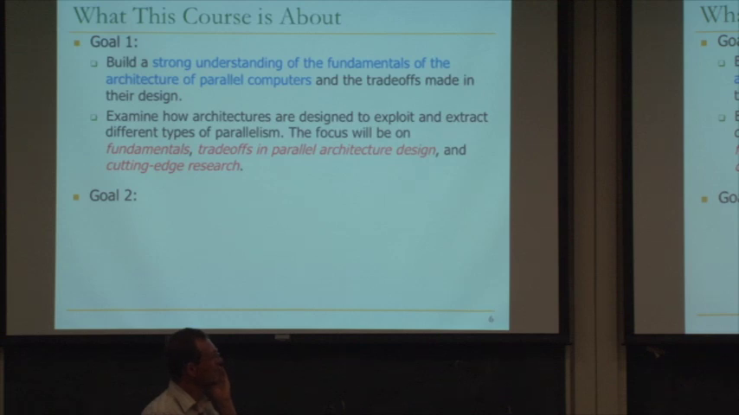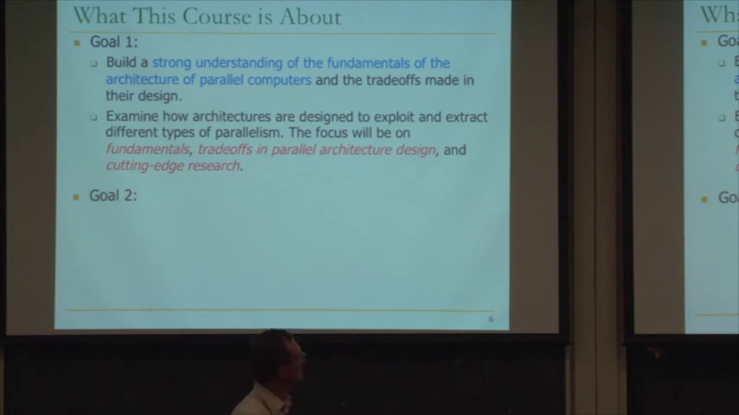We'll examine how architectures are designed to exploit and extract different types of parallelism. You could argue that every architecture is parallel today, right? You've seen instruction level parallelism. That's also parallelism. And we'll cover some of that too, actually. But the course will be more focused on thread level parallelism or task level parallelism. How can you parallelize an application rather than very fine-grained instruction level parallelism, although we will still cover that.